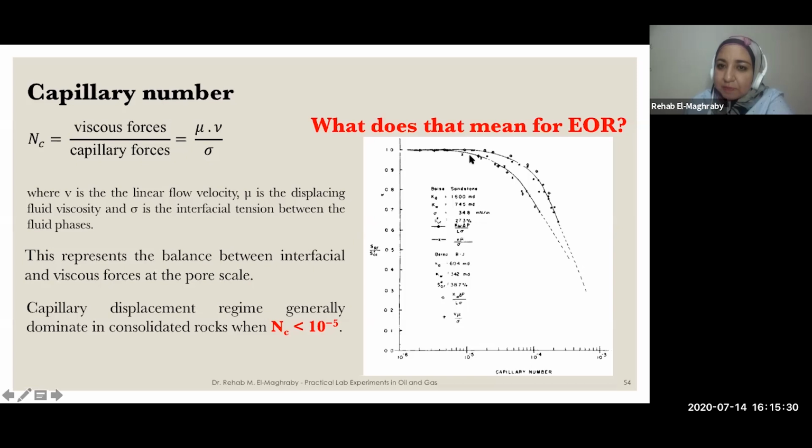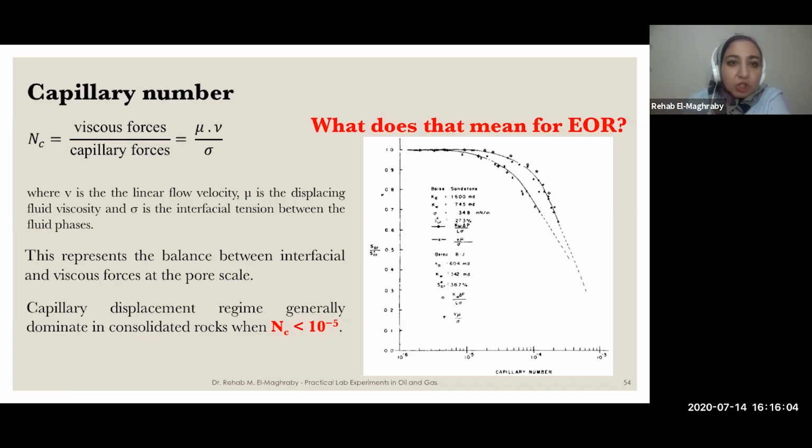So in enhanced oil recovery, do we want to increase our residual oil saturation, or decrease it? We want to decrease it. For enhanced oil recovery, we want to decrease the residual amount of oil in place. So we will increase the capillary number. We want this value to increase up to 10 to the power of minus 5 or 10 to the power of minus 3. The higher the capillary number that you can get, the more oil that you can recover.